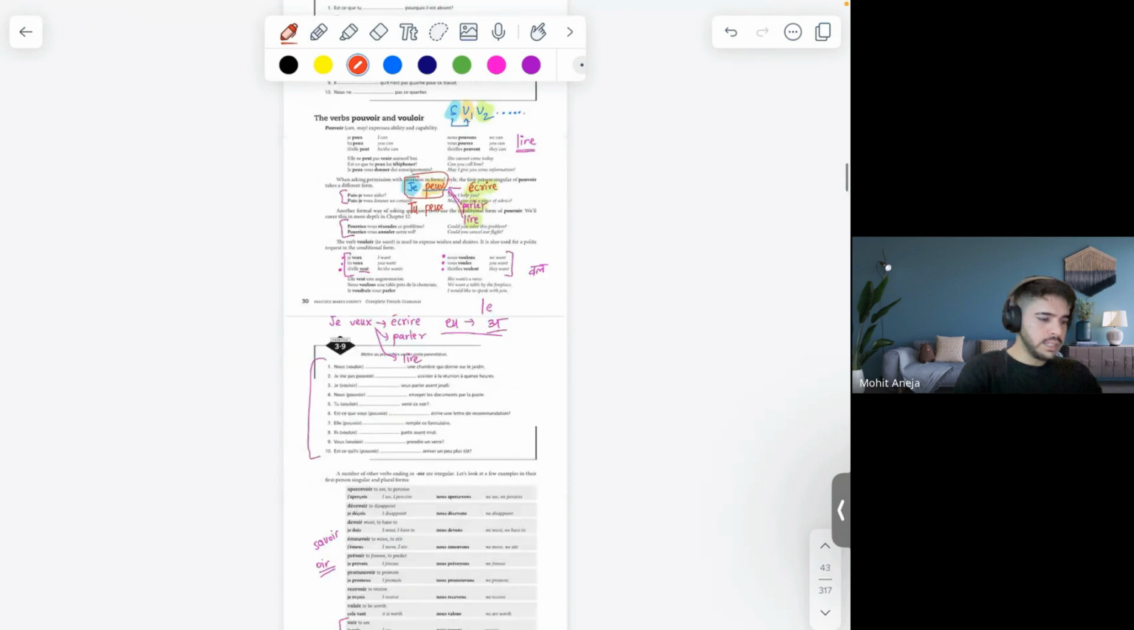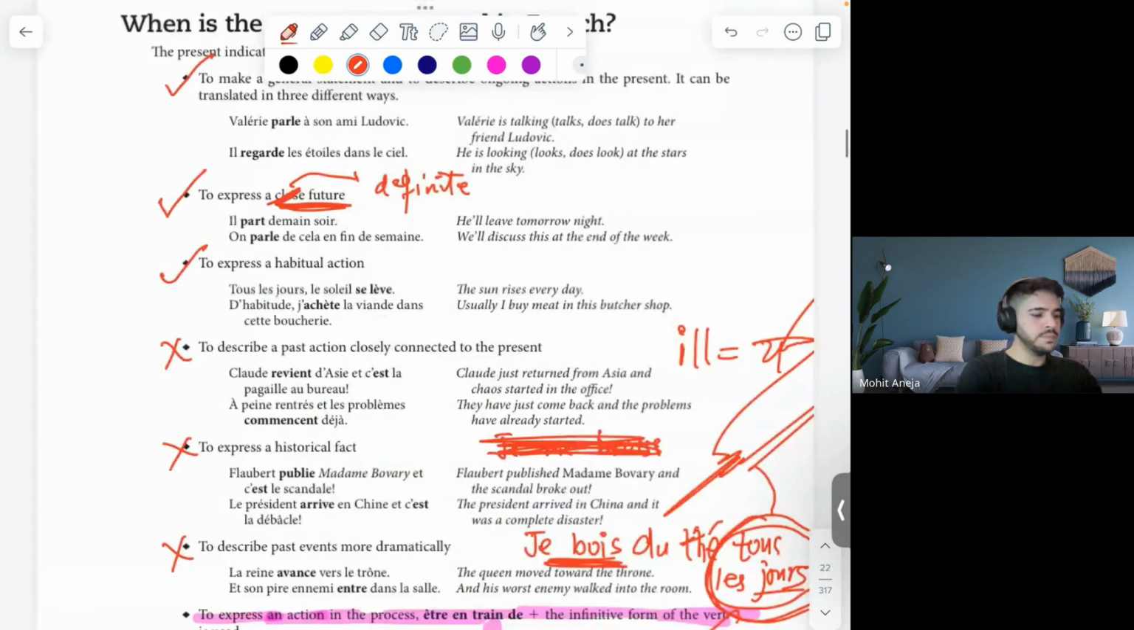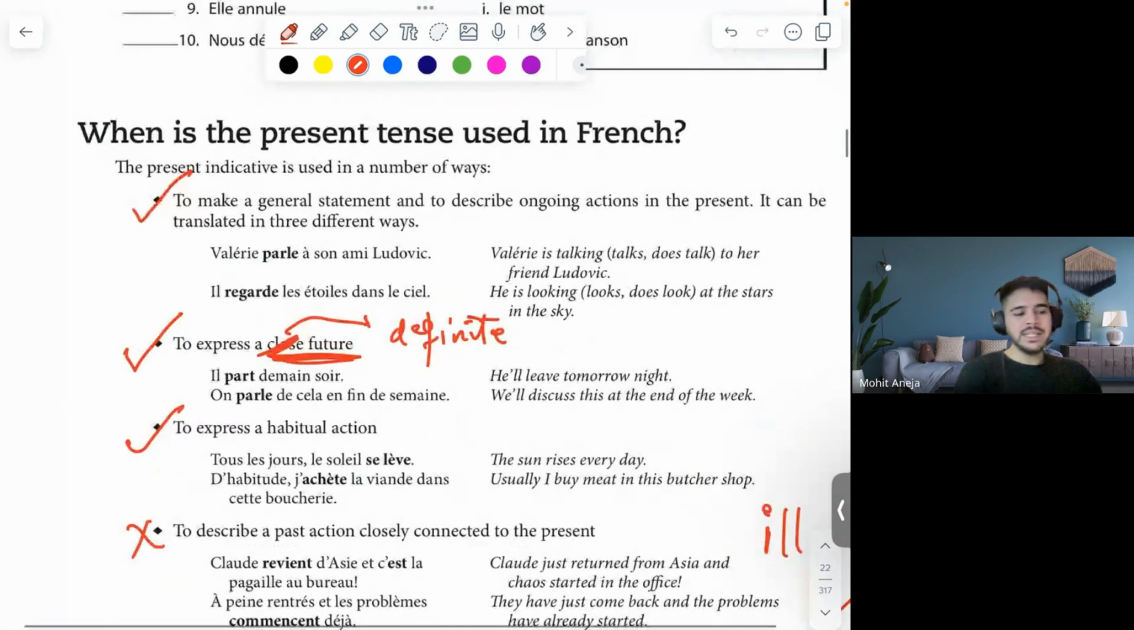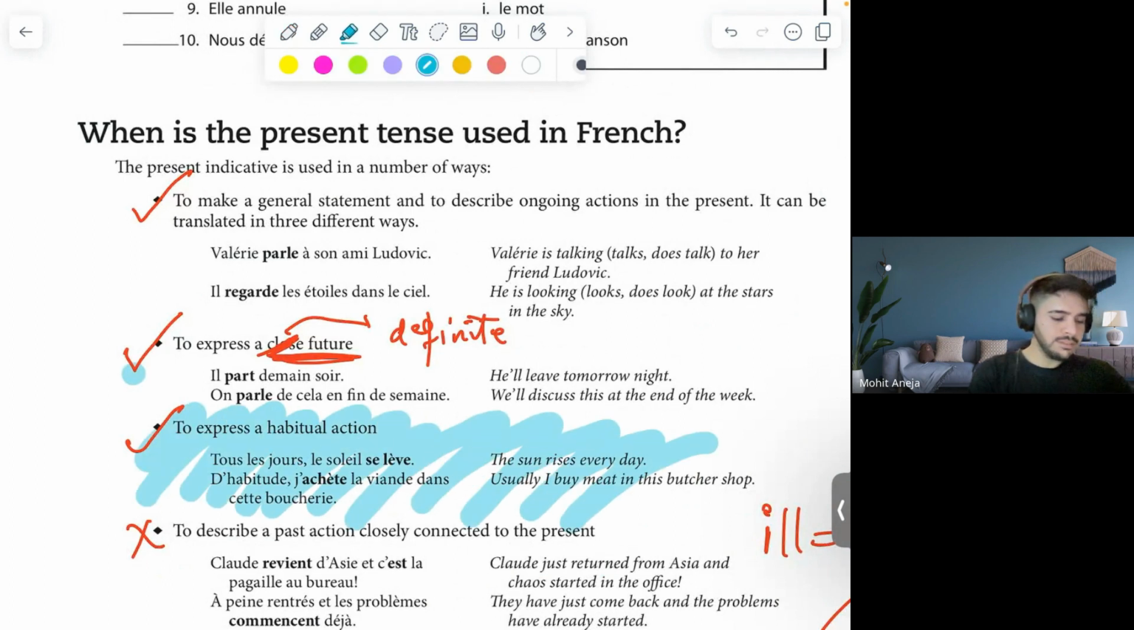Let me just quickly go back so that you know what I'm using here. Look at this. I actually told you, when is the present tense used in French? This is the first chapter that we read. What I'm actually referring to is this part. In fact, they've used the same example.